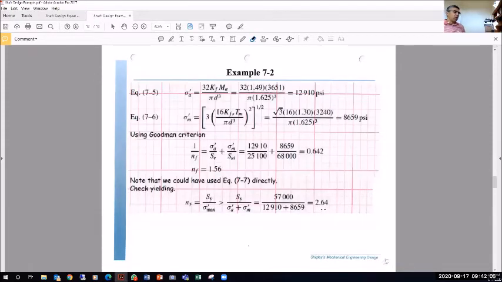Now, I really have two options, either to recalculate the diameter and see whether I'm converging or not, or simply to calculate sigma a prime, sigma m prime, and calculate a design factor, which is what we did here. I use my Goodman criteria and calculate nf. I find nf is 1.56, which is fine because it's greater than 1.5, which is our targeted design factor. Now we check quickly for yielding. ny is equal to Sy divided by sigma prime max. I use the conservative approach and we find the yield factor of safety to be 2.64.